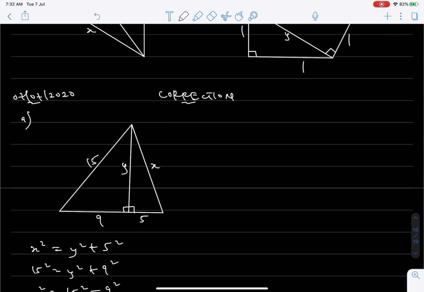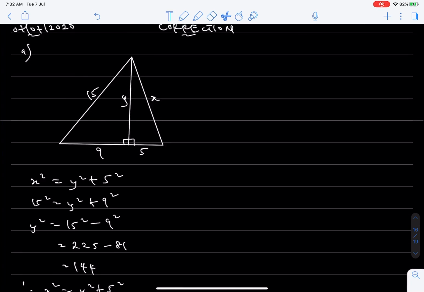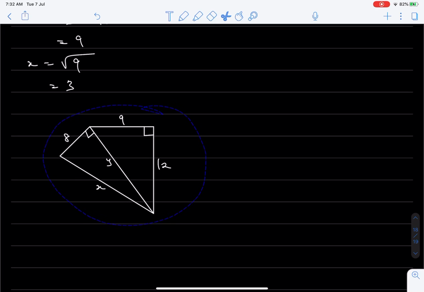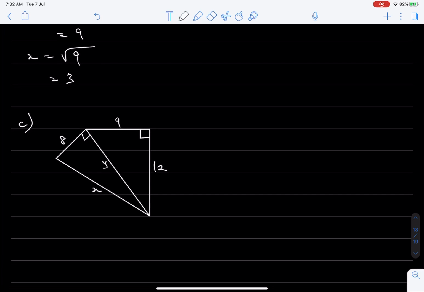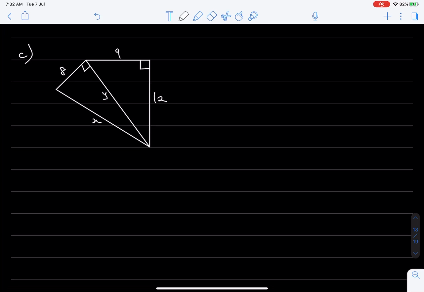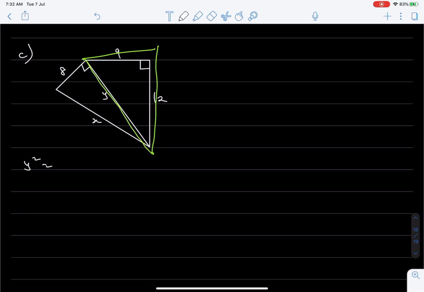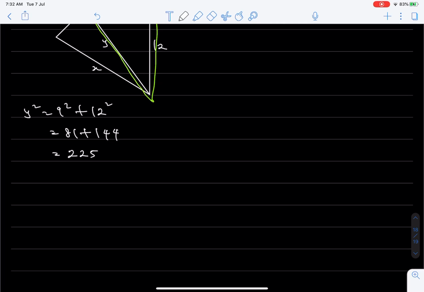Now to the third, that's question C. Copying and pasting that to question C, and that is it. C. We want to find x. We look at this right angle triangle first. This one. You can see that in this right angle triangle, y is the hypotenuse. So that means y squared equals 9 squared plus 12 squared, which simply means 81 plus 144, and that's 225. That means y squared equals 225.